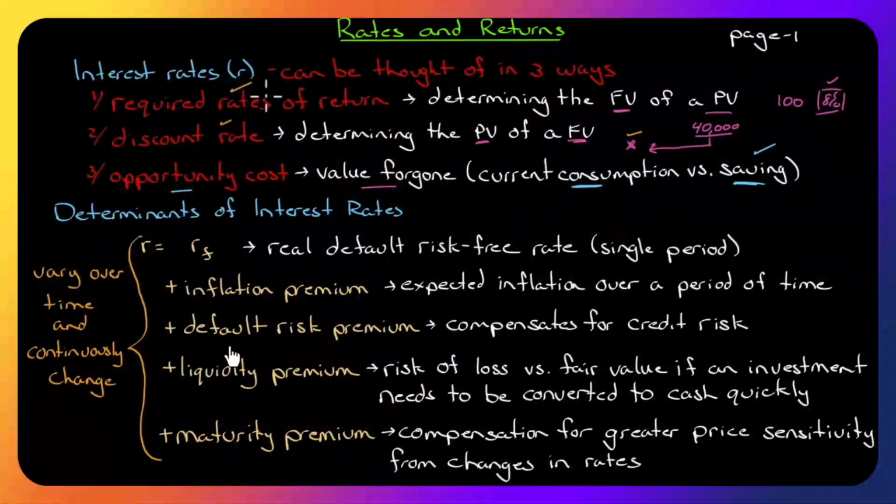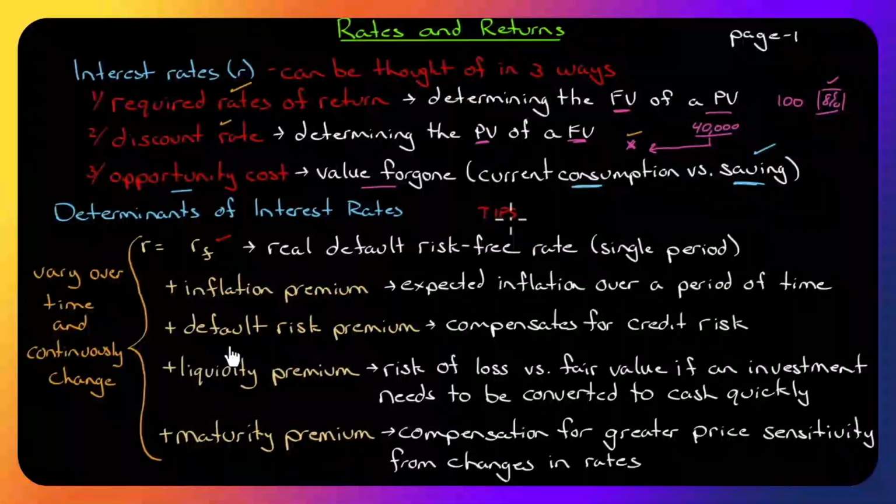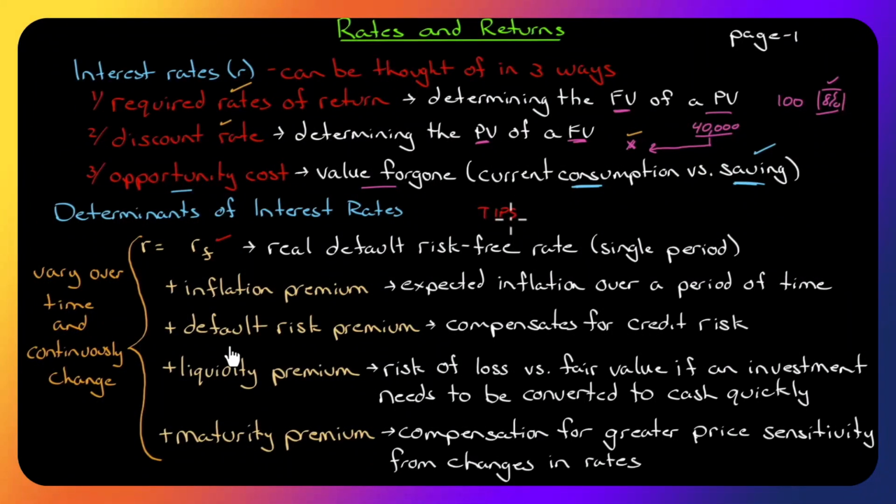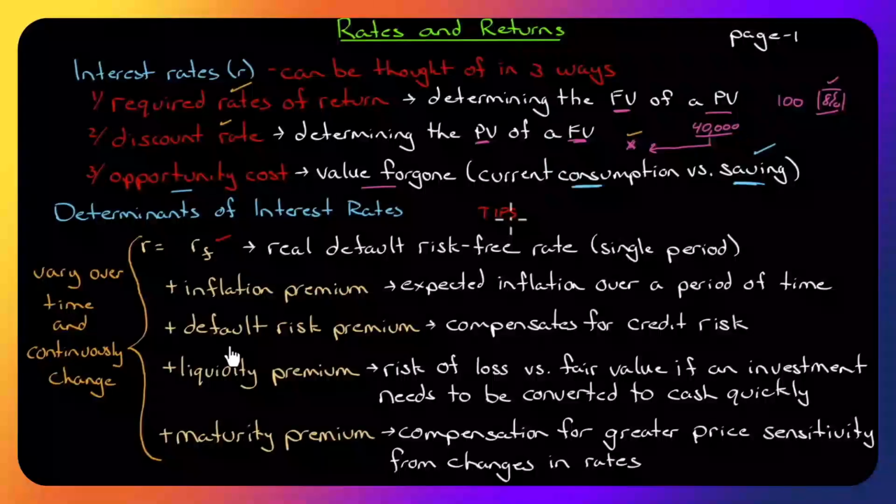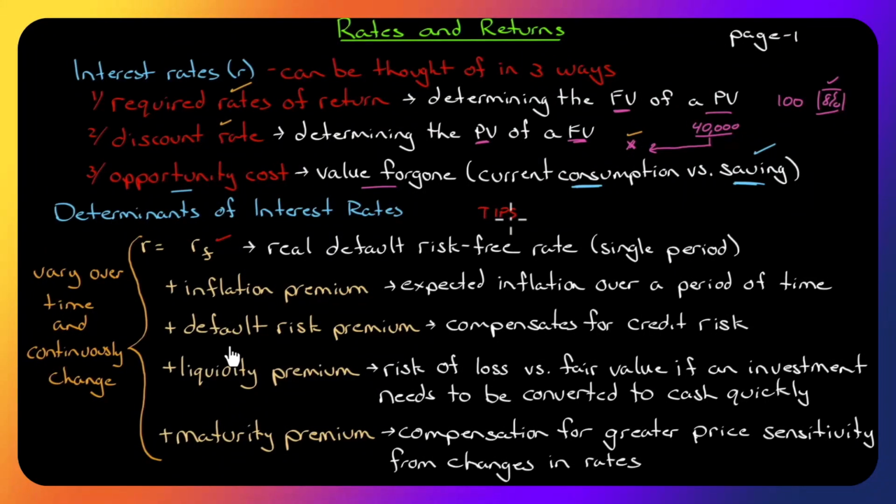Let's look at the determinants of interest rates. The first component is some real default risk-free rate. Because if we buy government securities, let's say a TIPS, this is a Treasury inflation-protected security, we will get a real coupon, and the principal will adjust for inflation. So if we can get that, and that's default risk-free, then everything else must pay at least more than that, because in the absence of anything else, we can get that. So the real default risk-free rate.